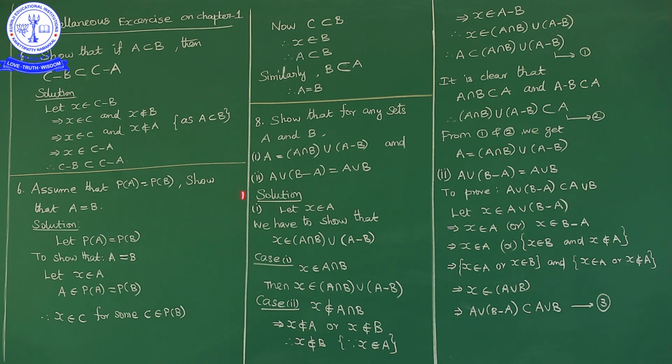Next, show that for any sets A and B, any two sets, first condition is A is equal to A intersection B union A minus B. Second point, A union B minus A is equal to A union B.